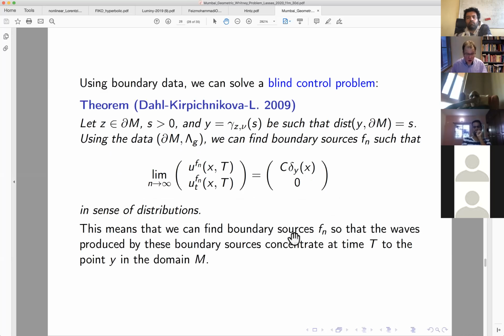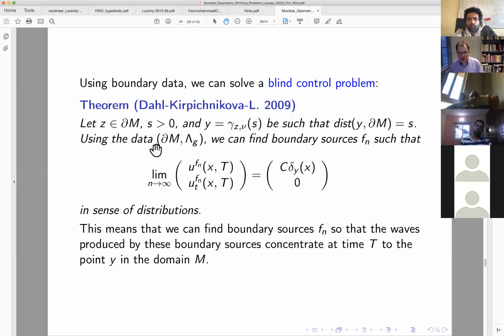So how is this related to manifold learning? First, I will have to take some other results. We showed with Dahl and Kirpichnikova that if we are given the boundary data, then we can focus waves. What does focusing of waves mean? Let's take any point z on the boundary, and let's shoot a normal geodesic from this point in the normal direction and go distance s into the manifold. We assume the distance is 1, so this is not very long, and it doesn't hit the other part of the boundary, for instance.